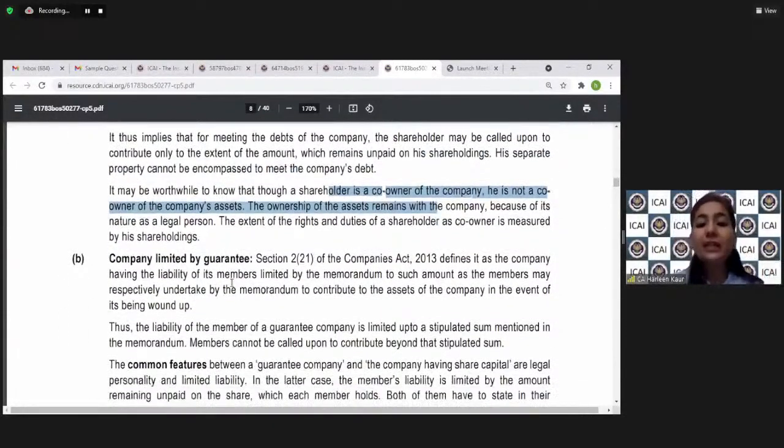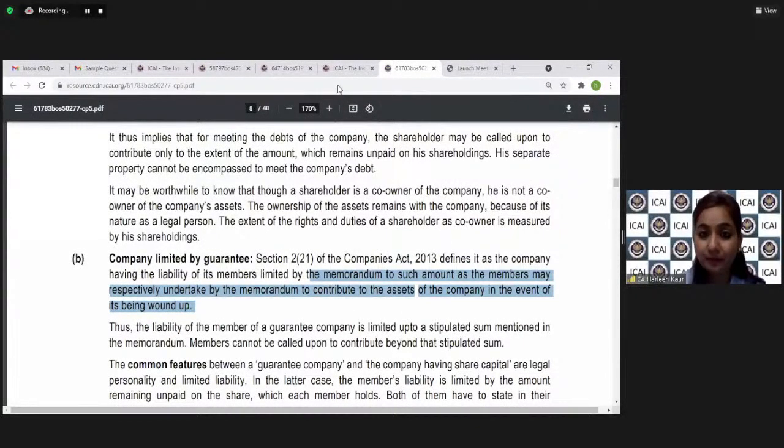Now, company limited by guarantee, again, where it is defined, it says if the company is having the liability limited by guarantee, then again, memorandum of association should mention the amount that the members have to contribute in the events of winding up. So what were the two words in the company limited by shares? MOA, that it will be written in memorandum of associations. What will be written? That the amount unpaid of the shares.